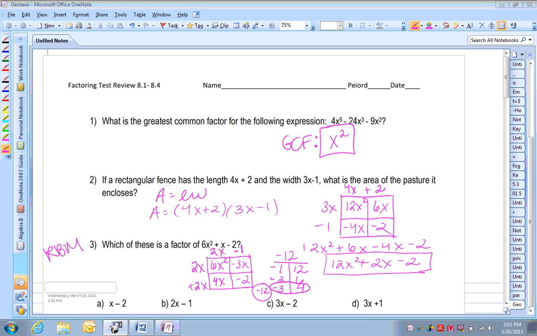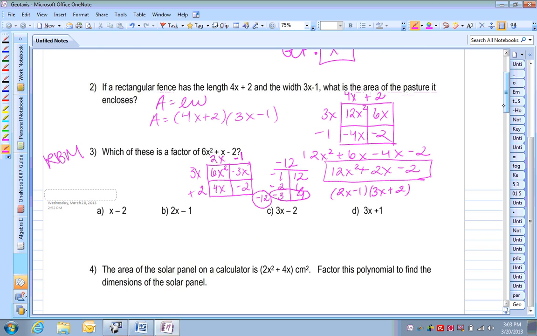All right, I made a mistake. Instead of it being 2x, we need to pull out a 3x. That was Madison who caught that. And it shouldn't be 2x, it should be 2. Sorry about that. So now we know our factors of this area are 2x minus 1 and 3x plus 2. So they give us options, and we have to figure out which one of these, A, B, C, or D, is a factor. And the answer is B.